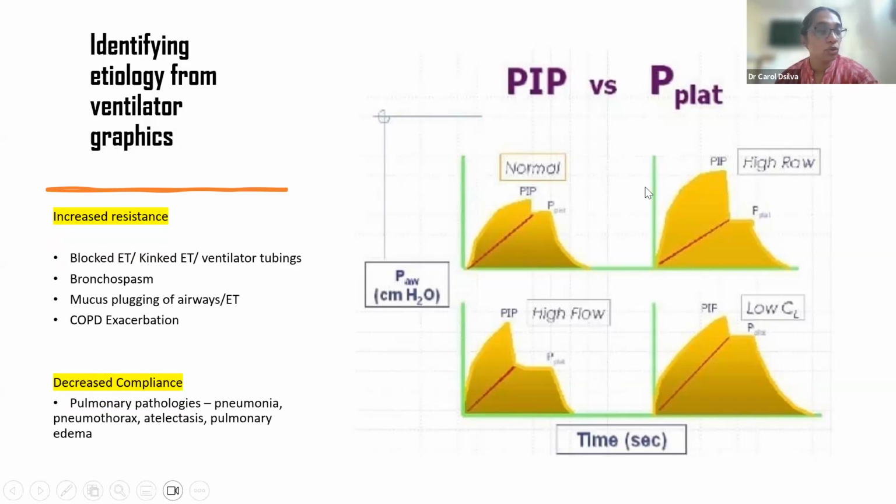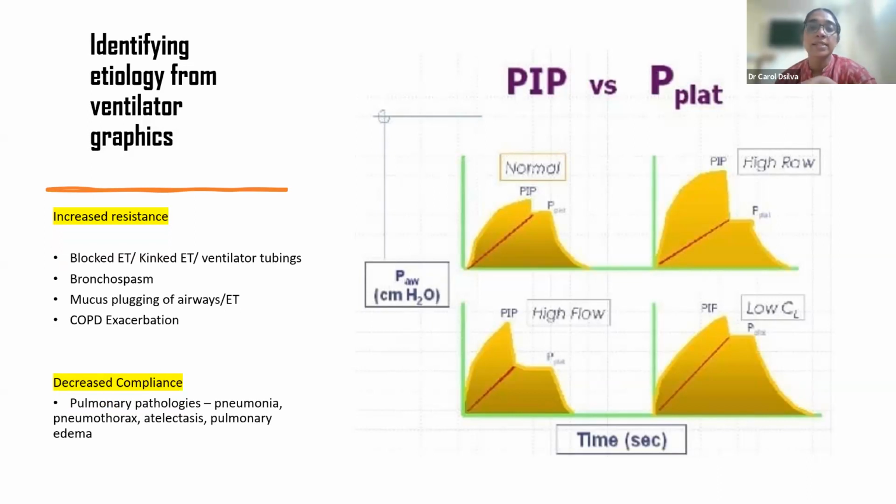I don't know how many of you know to check the plateau pressures. On your ventilators, look for the inspiratory hold and just press it for 3 to 5 seconds. Once you press this and the patient is on a controlled mode, you will get this P-plat reading additionally. P-plat tells you about the compliance of your lungs.